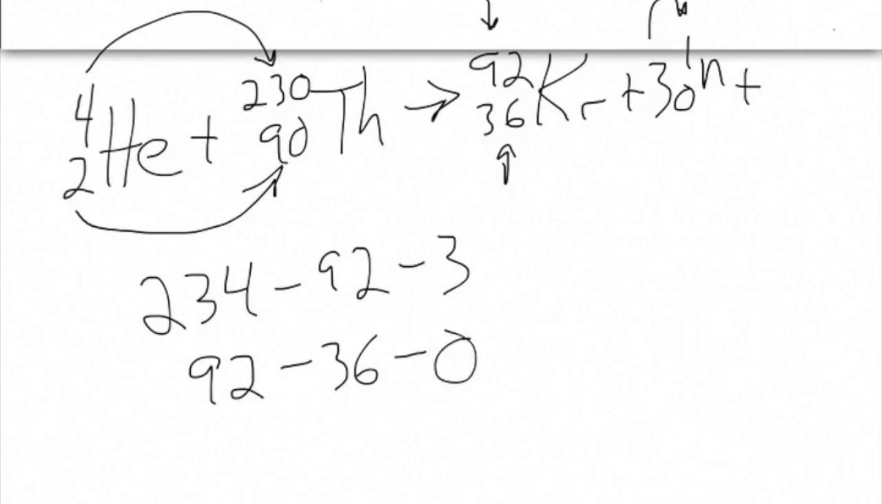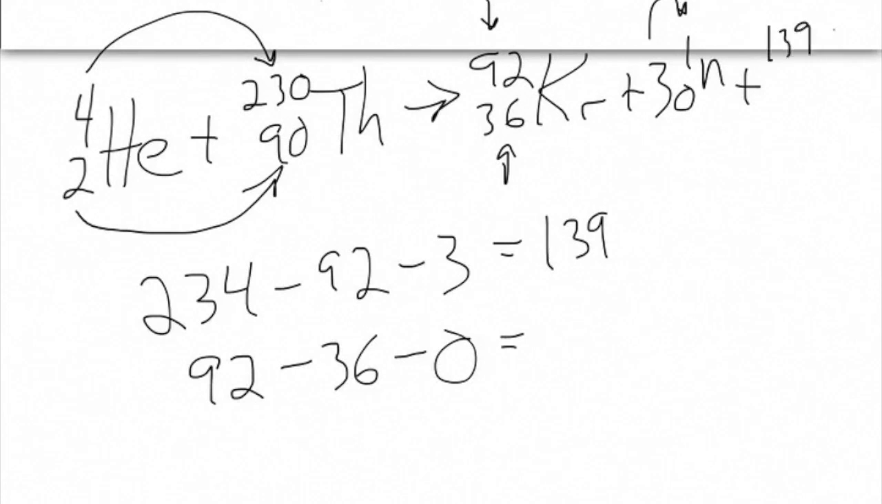So now we need to work out what that leaves us on the top and the bottom. Well, 234 minus 92 minus 3 is 139. So that's going to be our top number in our last product. And then 92 minus 36 is 56. So that's our bottom number, the atomic number of the new element. And if you look, atomic number 56 is barium.